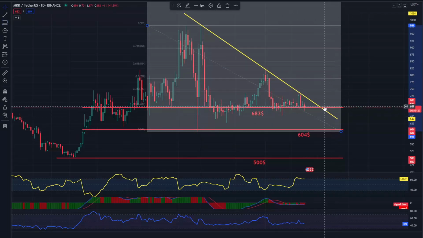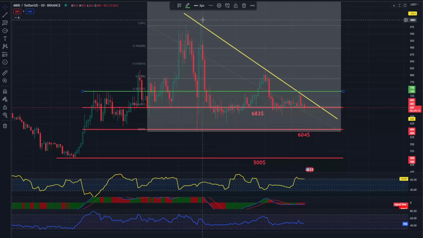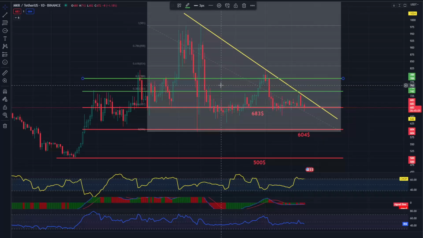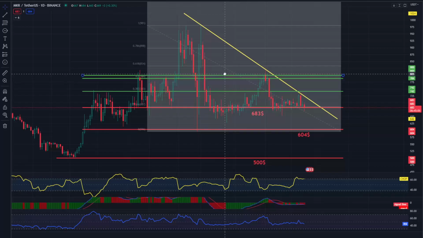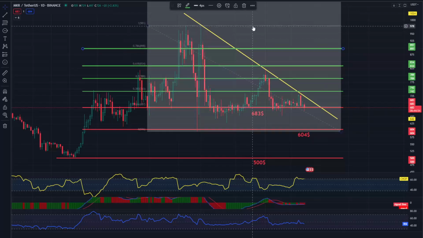Looking the other way, we can similarly determine the places of resistance that the price has to face. And here we see that the first significant resistance is at $742. We continue to have strong resistance at $789. Once the price breaks it, it will move towards the resistance at $834 and further to the resistance at $897.